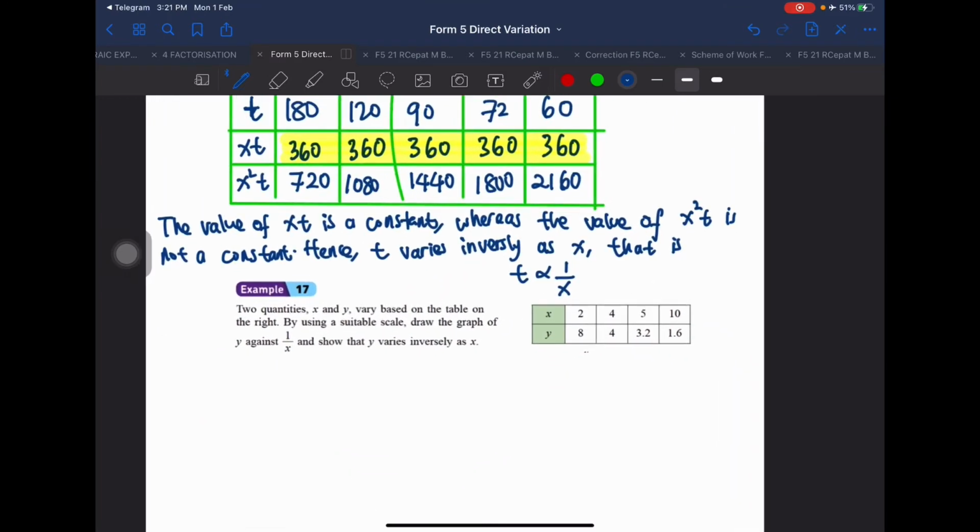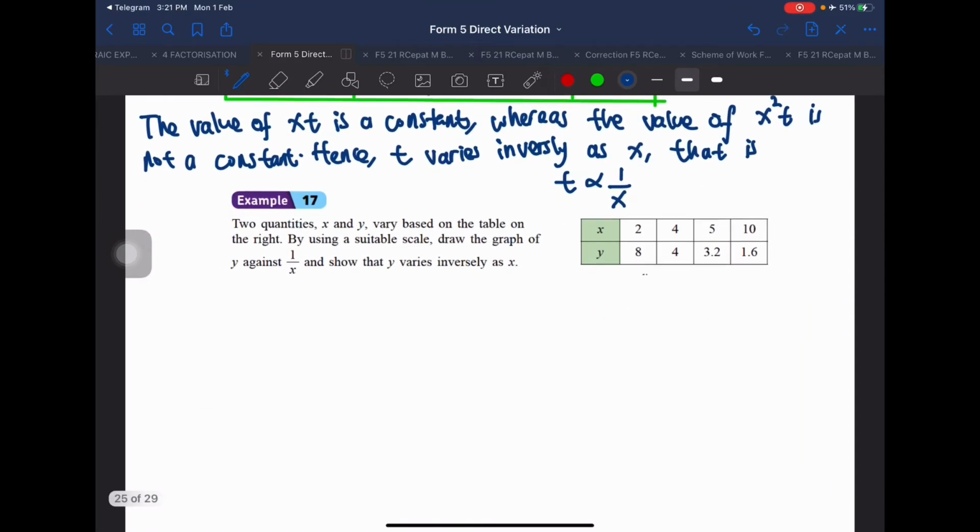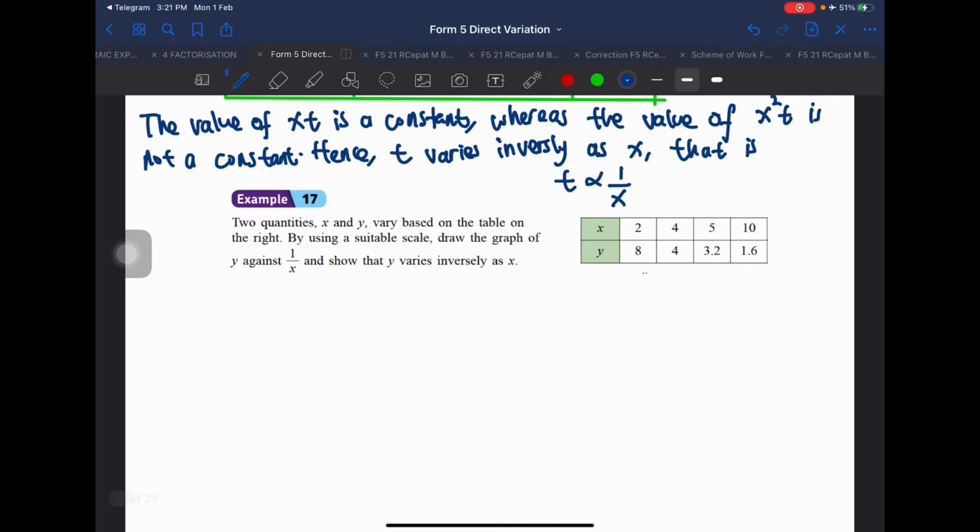Next, example 17. Two quantities x and y vary based on the table on the right. By using a suitable scale, draw a graph of y against 1 over x and show that y varies inversely as x. So for question 1, we need to draw a graph of y against 1 over x, and then we need to show that y varies inversely as x.